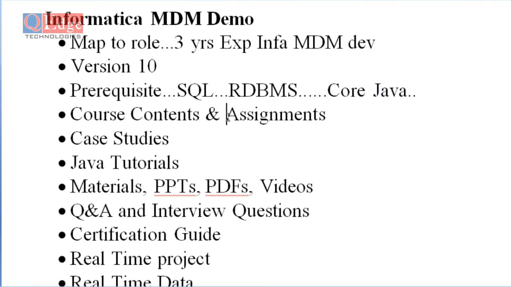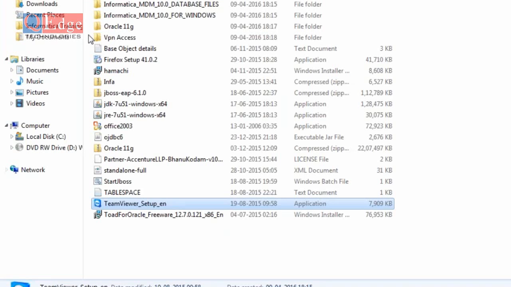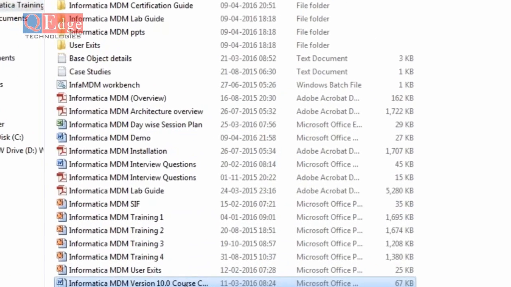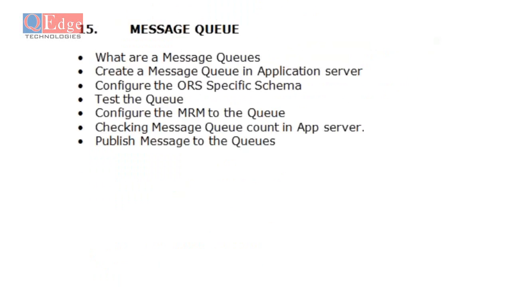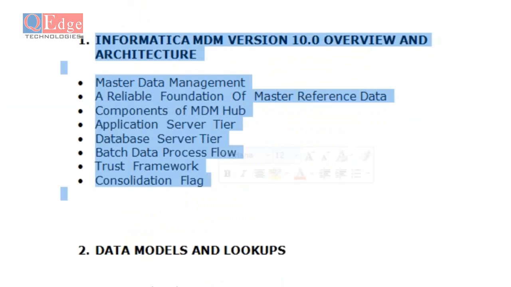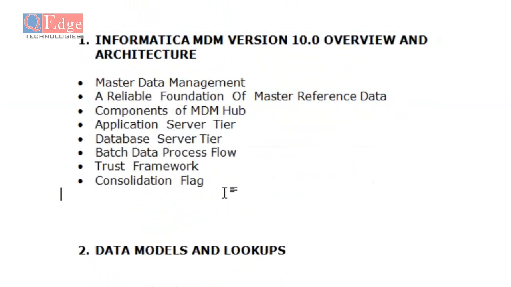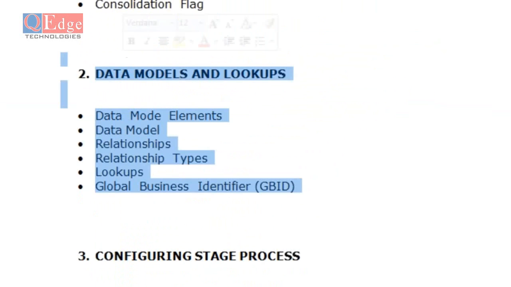Now the course contents and the assignment. Let's move on to the course contents. So let me open this course content here. This is my course content. You can see here, this is roughly divided into 15 topics. The first topic talks about the architecture, how Informatica architecture is designed and all that. And then the second topic discusses the data model. In this class, we are going to talk about data modeling, how to create a data model from scratch, how an MDM data model differs from a data warehouse model and all that.